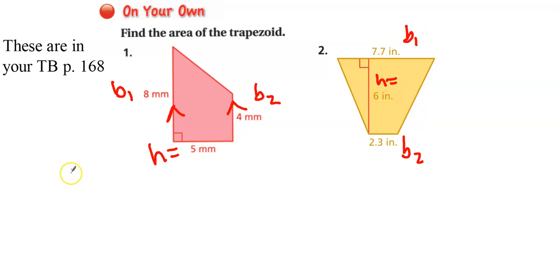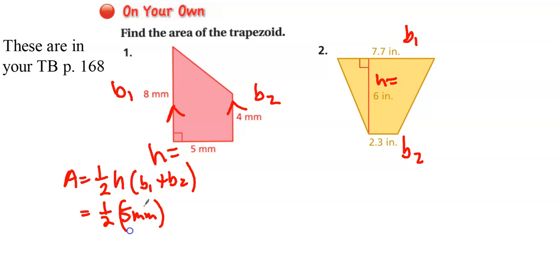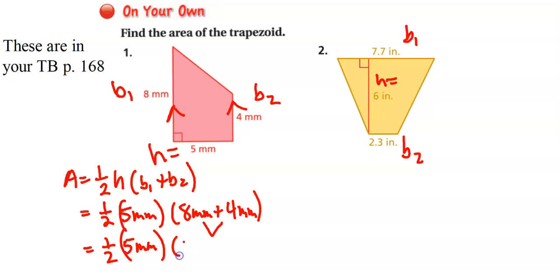So I write the formula. Right, area equals 1/2 times H times B1 plus B2. Okay, so I got 1/2, and the H is 5 millimeters. B1 is 8 millimeters, plus B2 is 4 millimeters. I'm going to add the parentheses first, right? Order of operations. I get 5 millimeters times 12 millimeters.